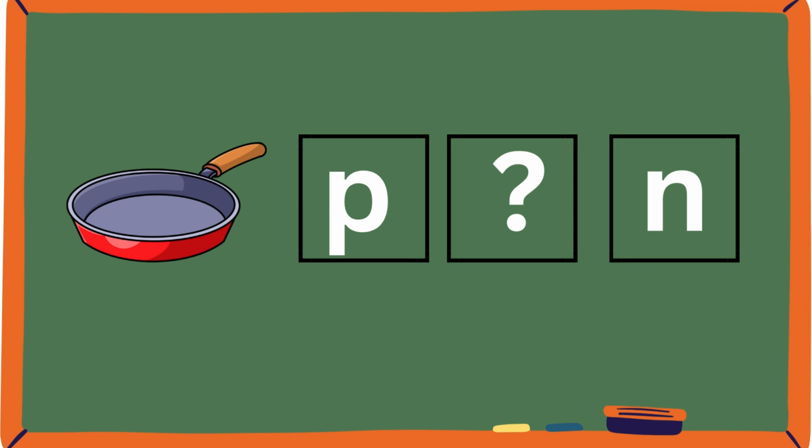P something N. What could the question mark replace with the letter? You guys have to make sure to look at the pictures, okay? If you are, good job. Keep it up. So, I guess the picture shows like a pan, I think. If you said A for this one, spot on. Good job. This is pan. P-A-N. The missing letter is A.